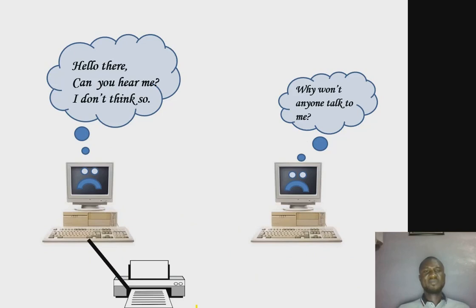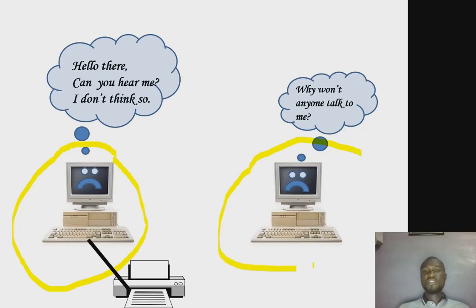Now let's look at this picture here. Can you see this computer? If you notice well, this computer is sad. And look at this one, it is also sad. Why are they sad? Now let's read. "Hello there. Can you hear me? I don't think so." Now this computer is trying to communicate with this second computer here. This one says, "Oh, why won't anyone talk to me?" Because they are isolated. Now the next thing you look at is, are they connected? No. That's the reason why they cannot communicate with each other.